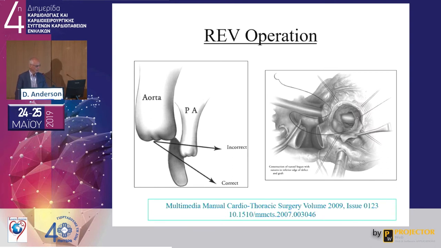The other alternative popular in France is the REV. I won't try and say it in French because I can't speak Greek and my French is a little better. But the principle here is somewhat similar to the Nikaido in the sense that a Lecompte maneuver is used to transplant the pulmonary root in front of the aorta, and then this outlet septum is resected to enlarge the VSD and to try and avoid this LV outflow tract obstruction.